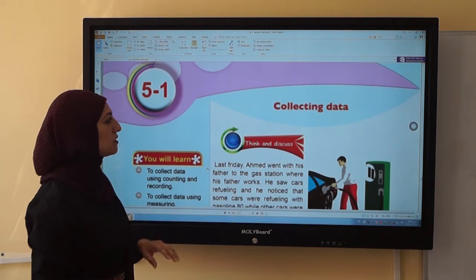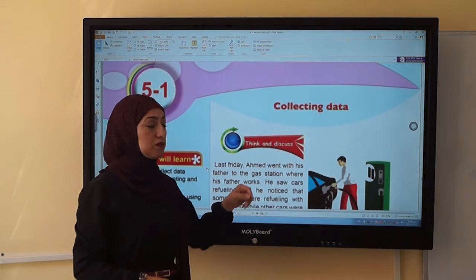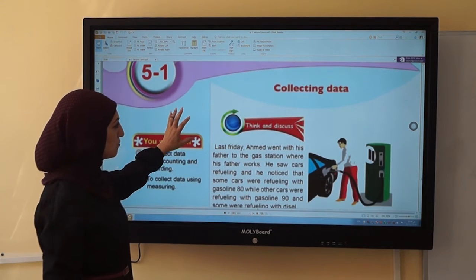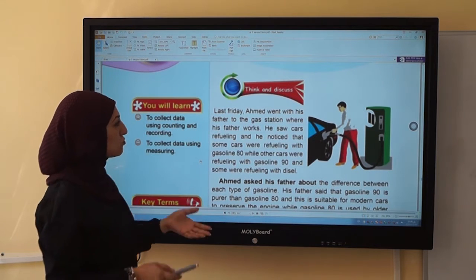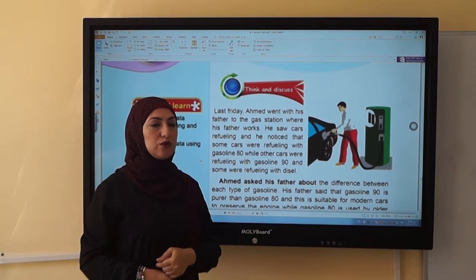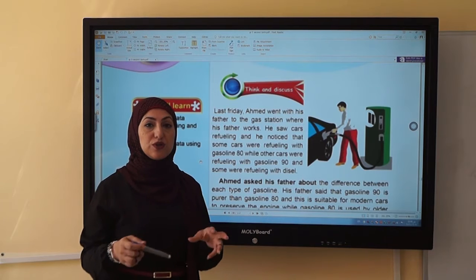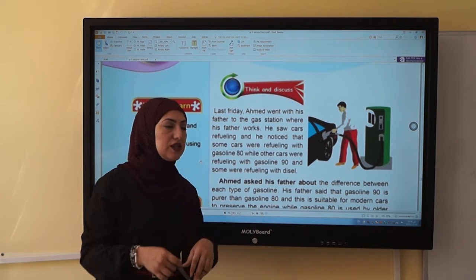The first lesson is talking about collecting data. What is the meaning of data? If I want to make a project, if I want to know anything, I want to know the data, okay, to collect the data.